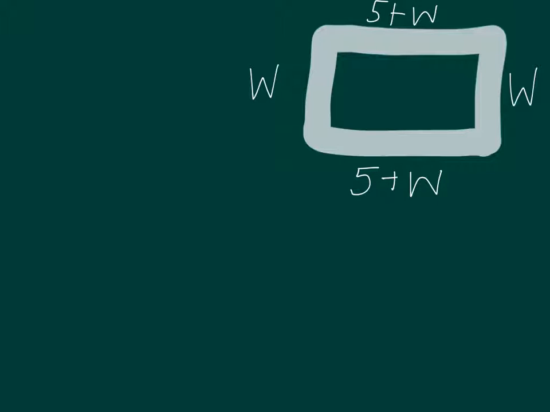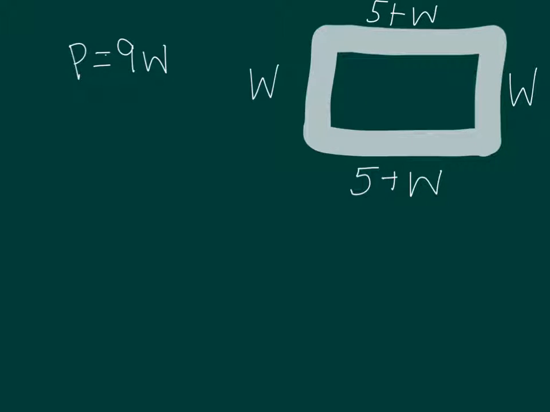Now the next step in this is that it says that the perimeter is 9 times the width. So I'm going to make an equation, and it's just going to be the perimeter equals 9w, because it says 9 times the width.